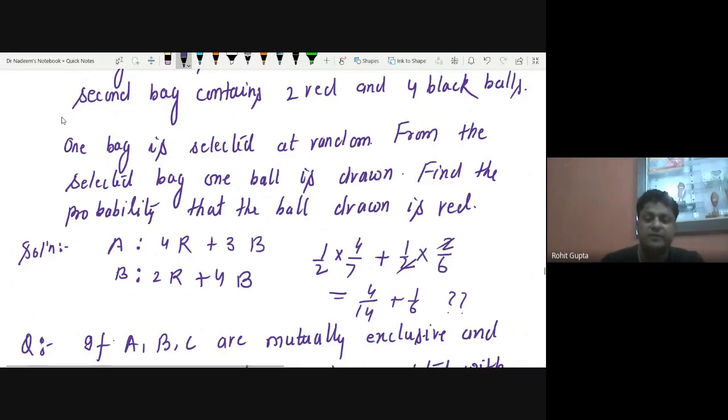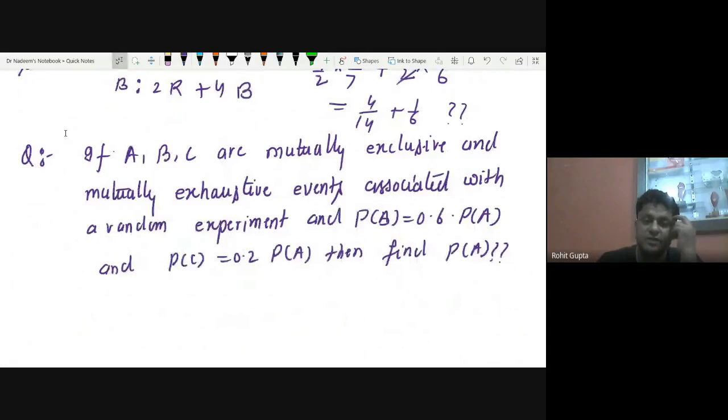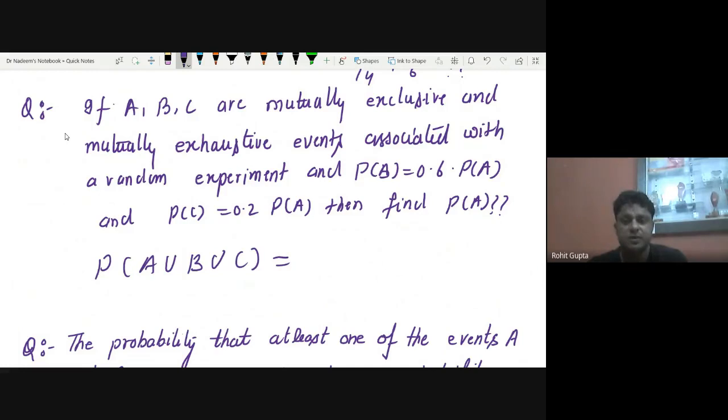Similarly, we have the next example. A, B, C are mutually exclusive and mutually exhaustive events associated with a random experiment, and the probability of B is 0.6 into probability of A, and the probability of C is 0.2 into probability of A. Then find the probability of A. Since these events are mutually exhaustive, they generate the complete sample space, and the probability of A union B union C is the probability of the complete sample space, which is one. Because these are mutually exclusive events, we can write probability of A plus probability of B plus probability of C equals 1.